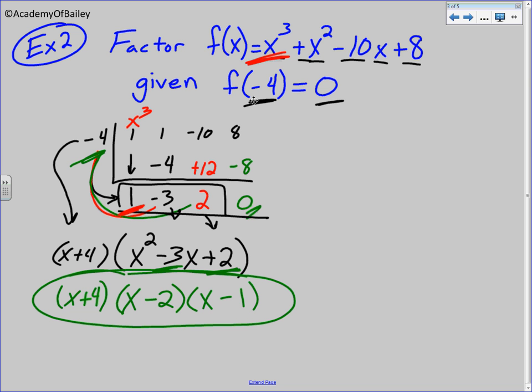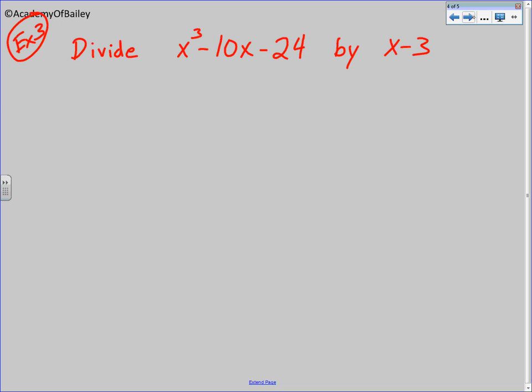Okay, so that's how you use synthetic division to factor. Using synthetic division to divide is pretty much the same thing, except you're dividing by x minus 3. We do not put x minus 3 outside of the synthetic division sign here.